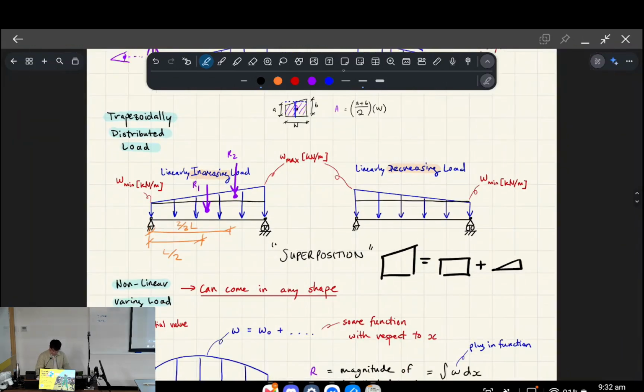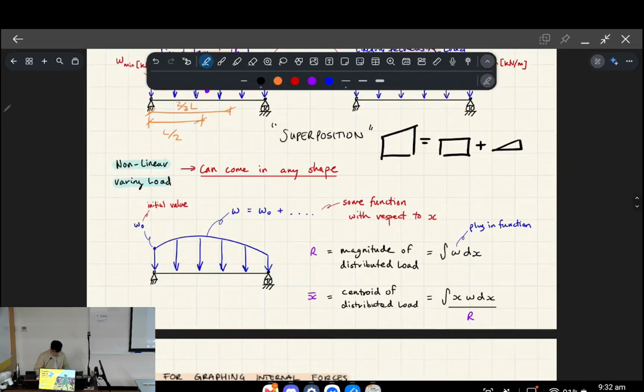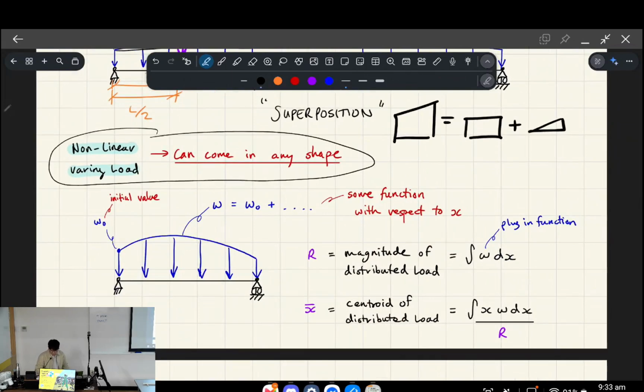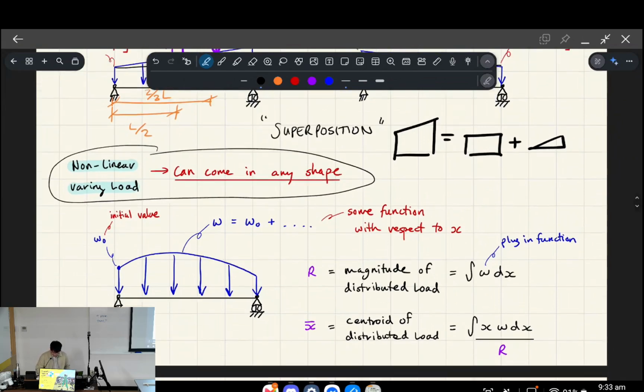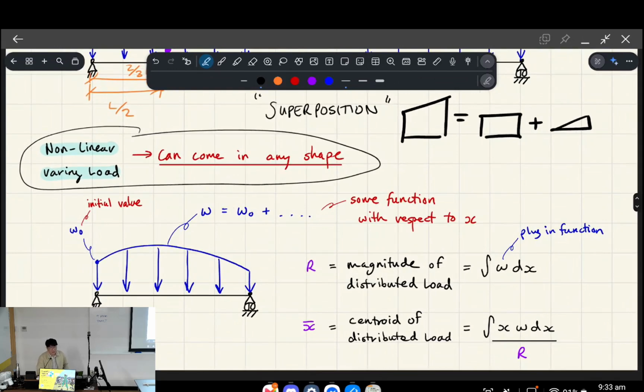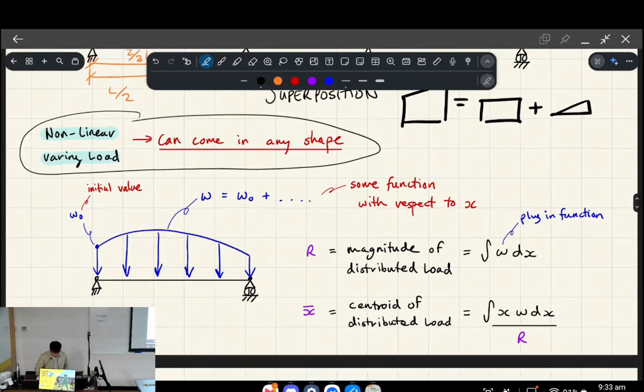Okay, so next is non-linear varying loads. This will not be in this course, but it might be in future courses, particularly if you do mechanical, mechatronic, aerospace, that kind of stuff. That's the concept where we don't have a simple shape like a triangle or a trapezoid or whatever, and instead you've got to use integration and calculus to figure out the equivalent load in this position.